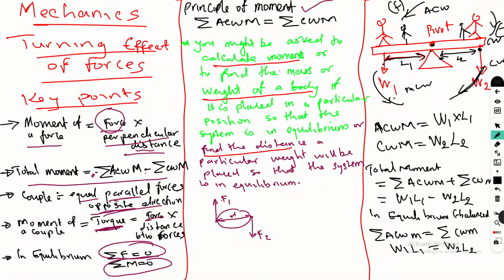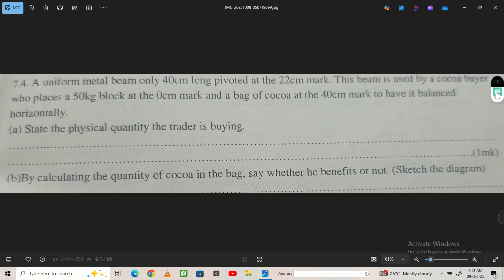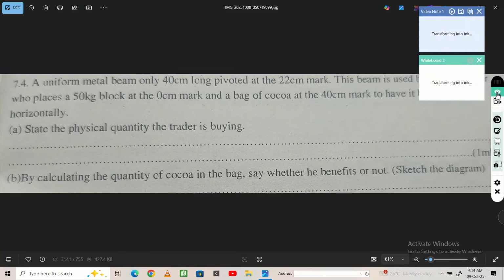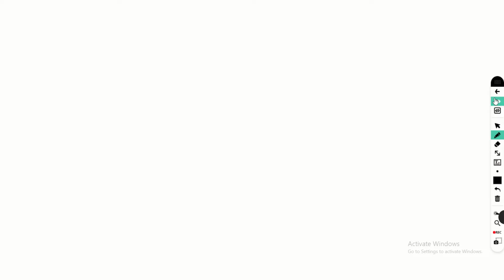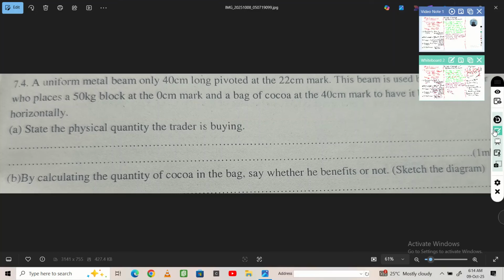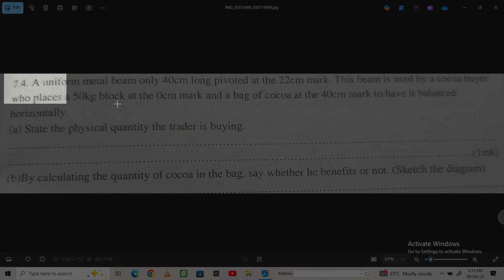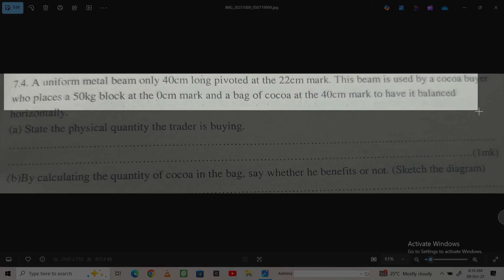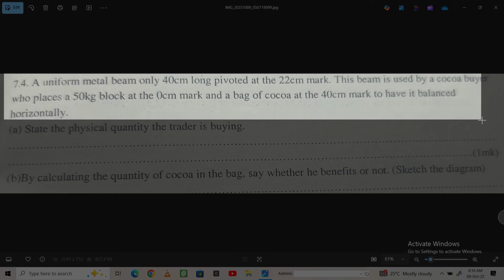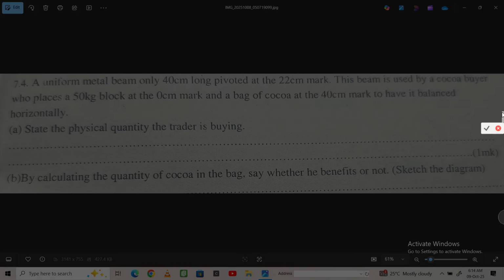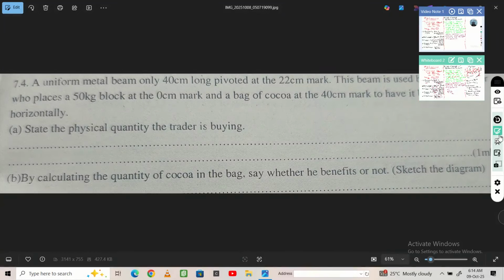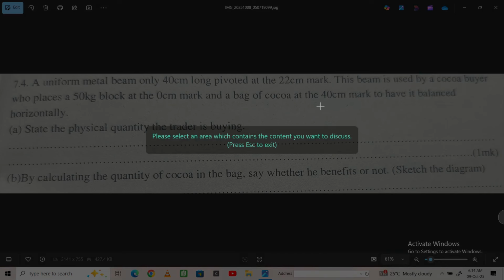Okay, let's look at some examples, please. Okay, look at some examples. Okay, I look at this example like this. Sorry, take some time.